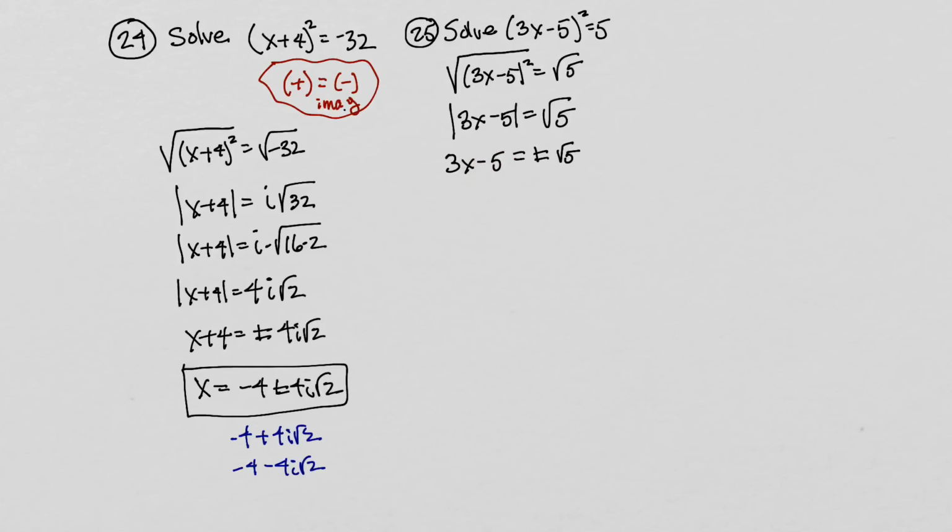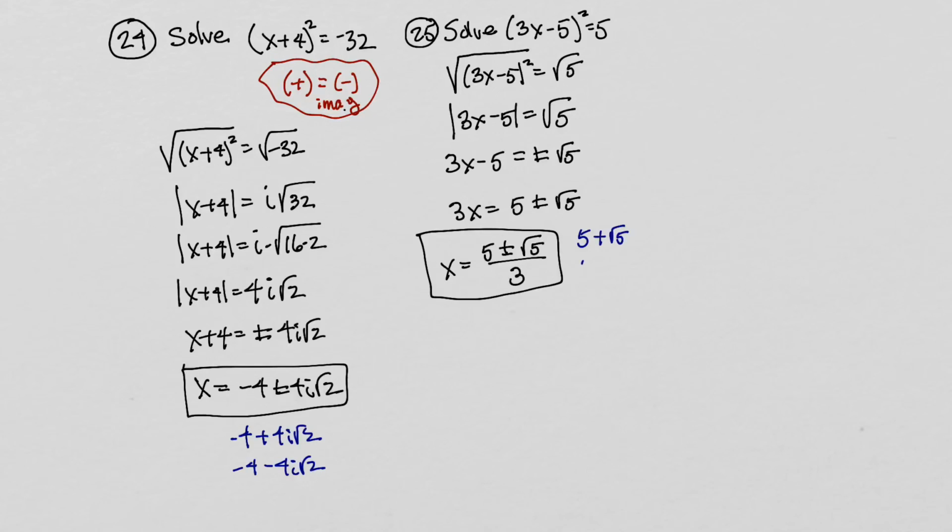Let's add that 5. So we're going to get 3x equals 5 plus or minus square root of 5. Almost there. Divide by 3. So we're going to get x equals 5 plus or minus square root of 5, all over 3. And there is our solution. And do you see the two solutions here? You see 5 plus square root of 5 all over 3, and then you also see 5 minus square root of 5 all over 3.